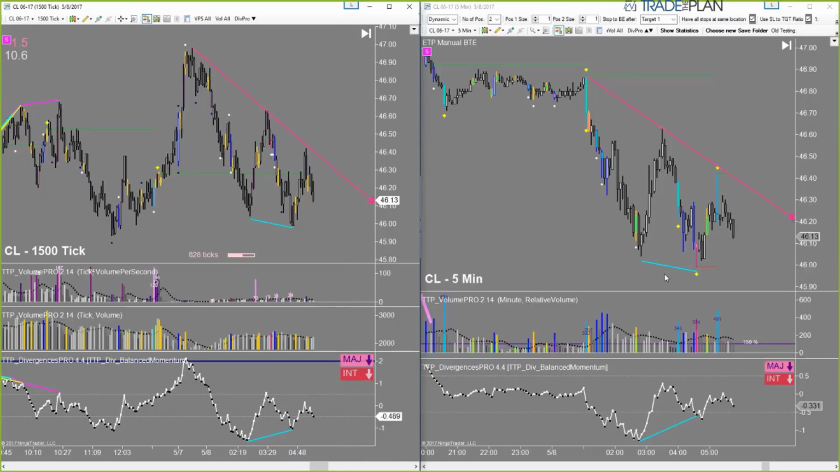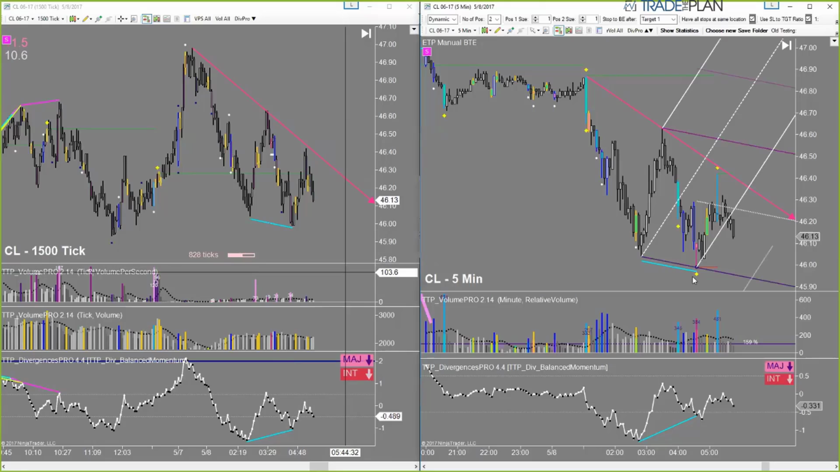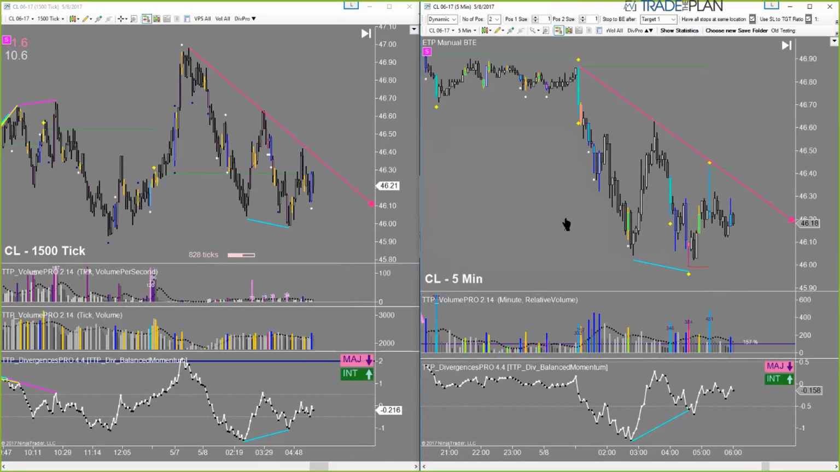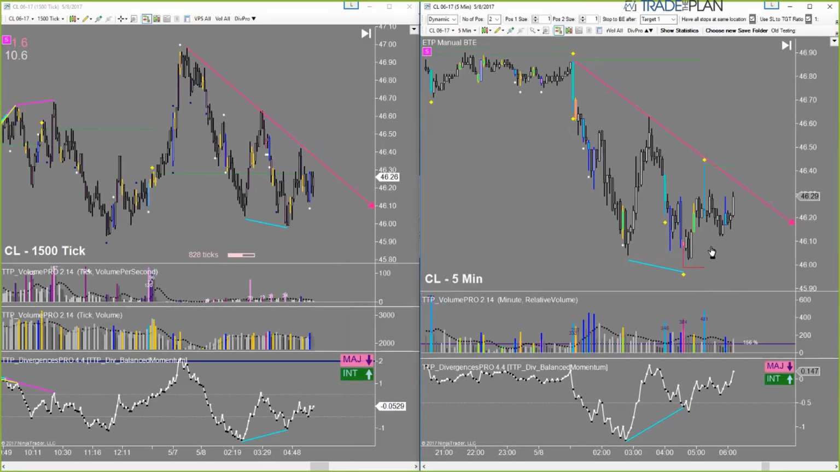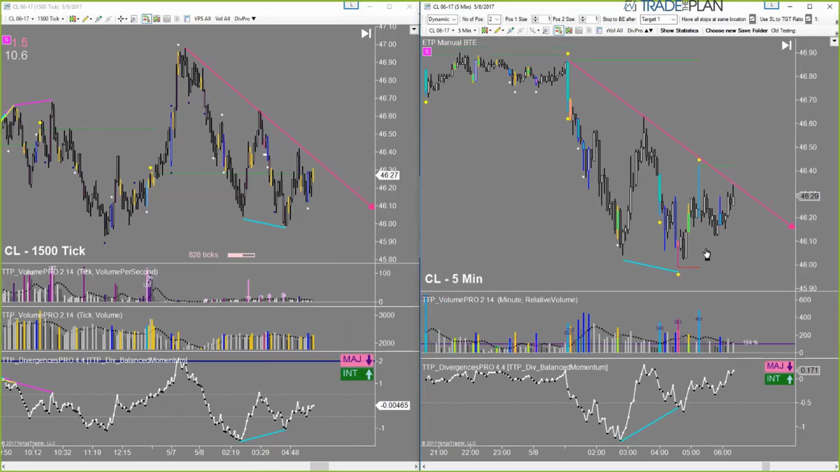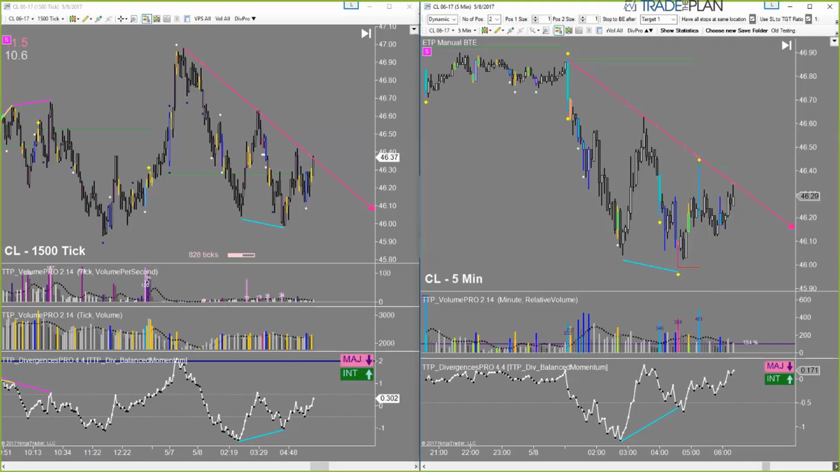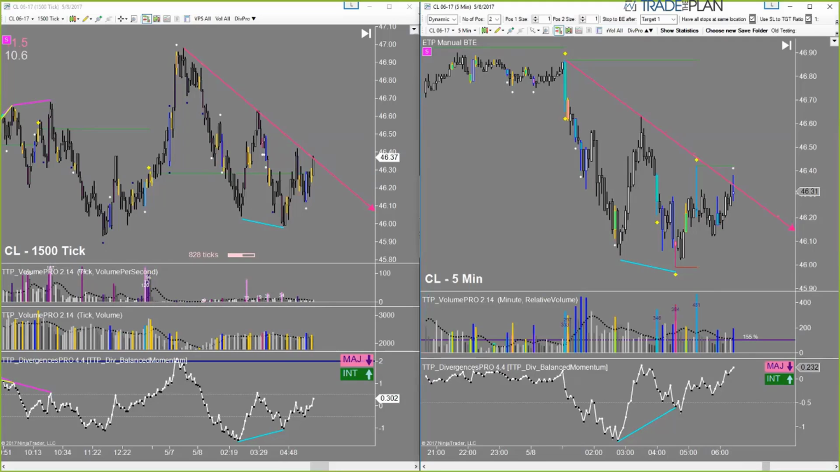So we don't really have anything yet. I mean, it's close, but not quite. And then we would have, yeah, it's already through that lower median line. So let's keep scrolling and see. All right, that's close. All right, that's the spot right there.